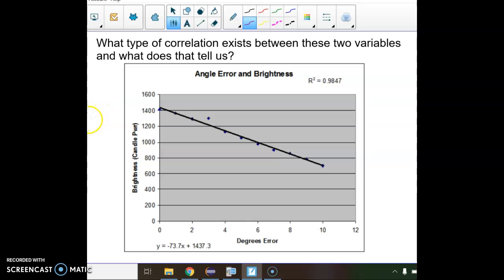This was actually a scatter plot from when I was working at 3M. They had me take the air that was in this sign. They made these street signs and were trying to make them as bright as possible. So they had me measure the air in the sign and how bright it was in candle power. Here's what I got. What type of correlation is this, and what do we know? Pause the video, give it a shot.